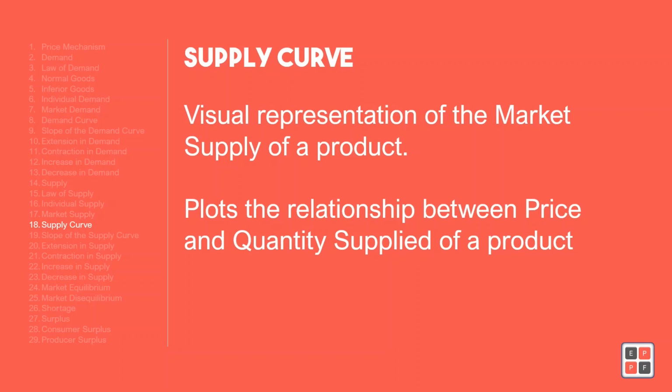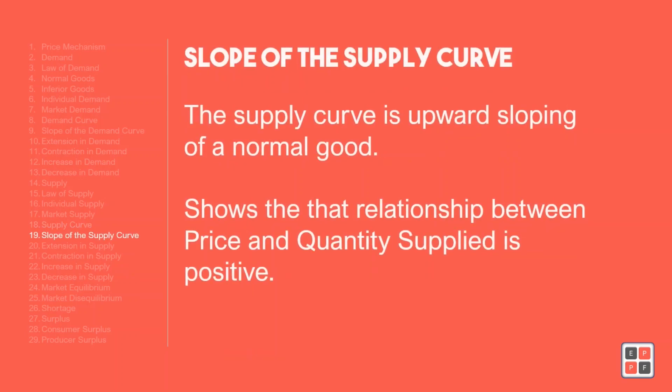Visual representation of the market supply of a product is known as a supply curve. It plots the relationship between price and quantity supplied of a product. The supply curve is upward sloping for a normal good. It shows that the relationship between price and quantity supplied is positive. As price increases, quantity supplied is also going to increase. If price decreases, quantity supplied will decrease also.